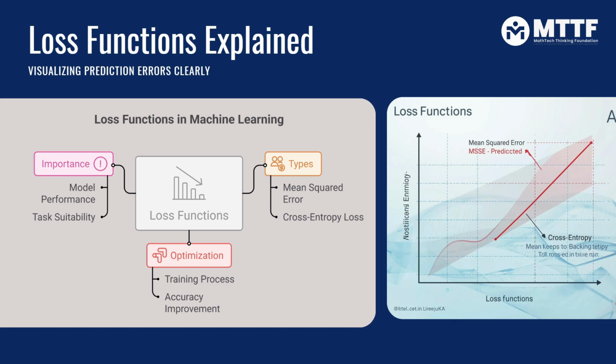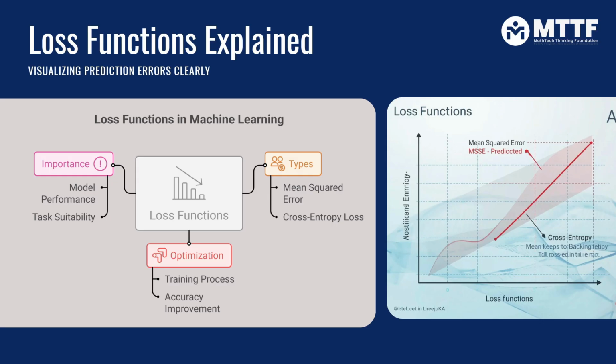Different tasks require different loss functions. Mean squared error is commonly used for regression problems, where predicting exact values is important. Cross entropy loss is widely used in classification tasks, where probability and decision boundaries matter.